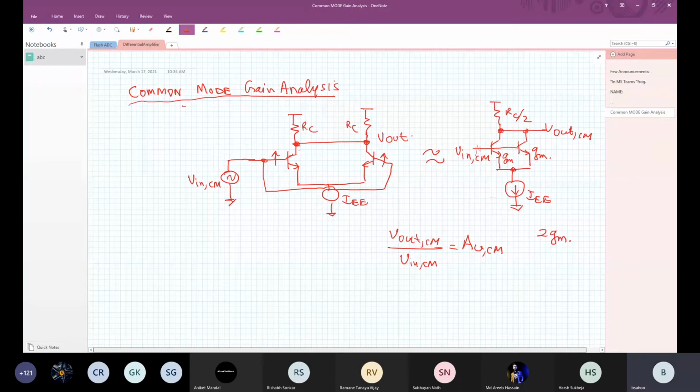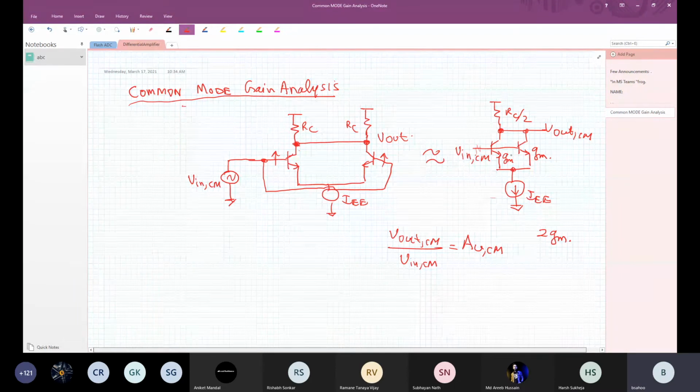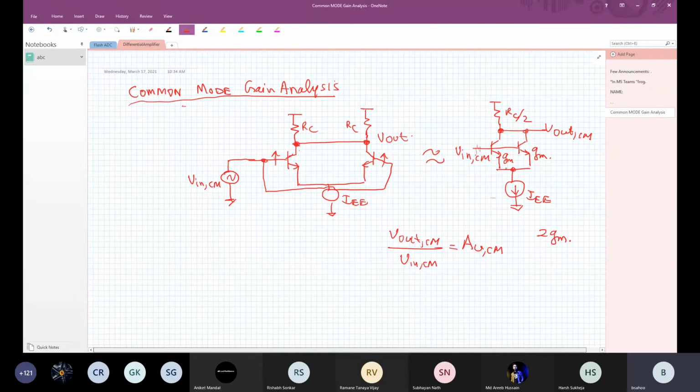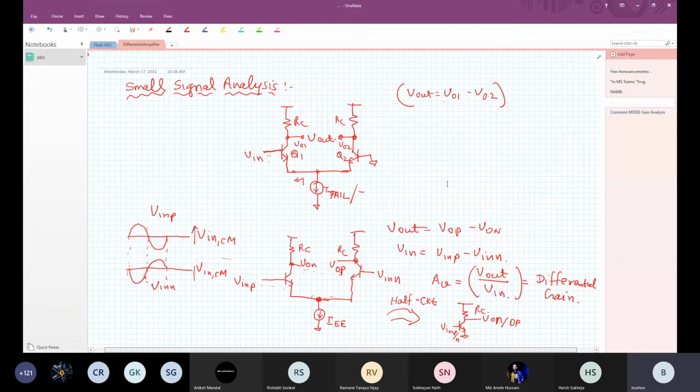What will be the gain? 0. So the common mode gain of this circuit is going to be 0. You cannot change the current flowing through this circuit. If I have an ideal tail current source, I get a good differential gain, because differentially this node doesn't move, so this stays constant. The current circulates in this loop: one side the current will increase, the other side it will decrease. So that is possible.